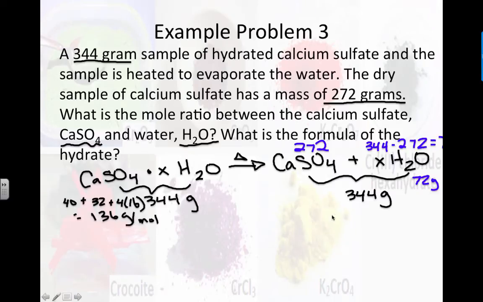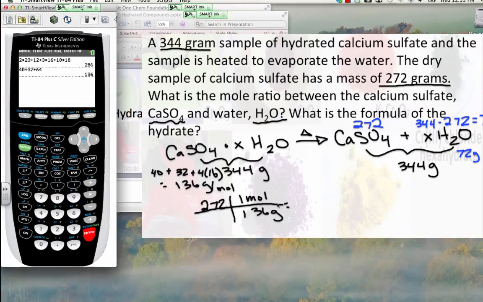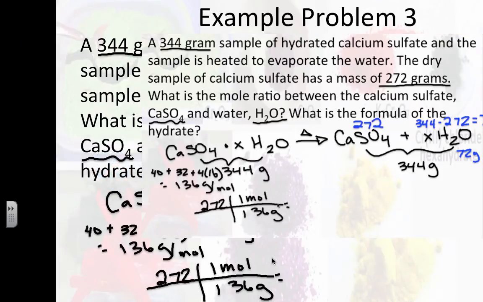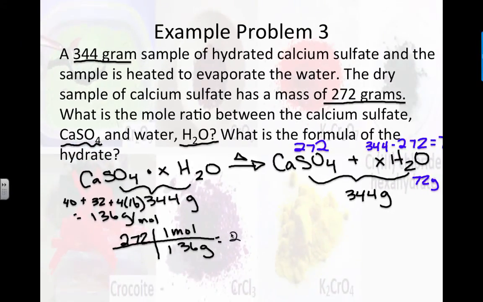And then our water, how many moles is that? 272 grams. And we have 136 grams per mole. That's the anhydrous form. And I totally did not need a calculator for that. I was being lazy. So that's 2 moles of calcium sulfate in this experiment.